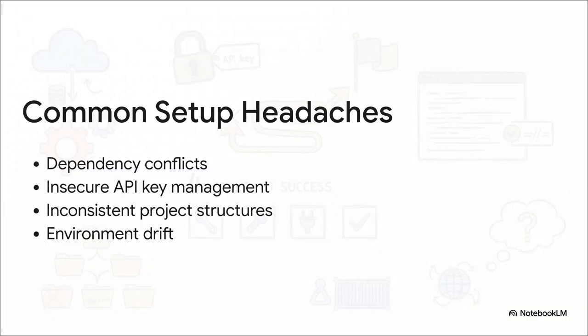And I bet as you look at this list, you're nodding your head, because these headaches are so familiar. First up, dependency conflicts, where installing one thing completely breaks another. Then there's the big one, insecurely managing API keys, like just pasting them right into your code. That's a huge, huge no-no. And of course, messy project structures and that dreaded environment drift. The classic, well, it works on my machine problem. Yeah, today we're putting an end to all of that.